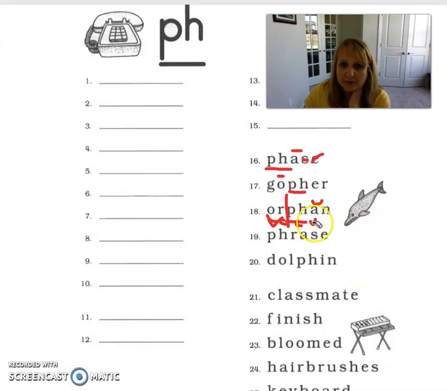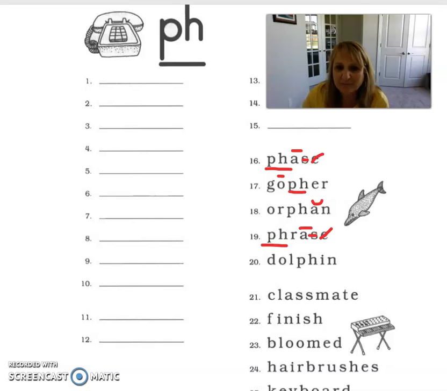Okay, our next word is phrase. Yep, that S makes the Z sound. The E is silent. The vowel says its name. And let's clap that out. Phrase. It is just 1 syllable.